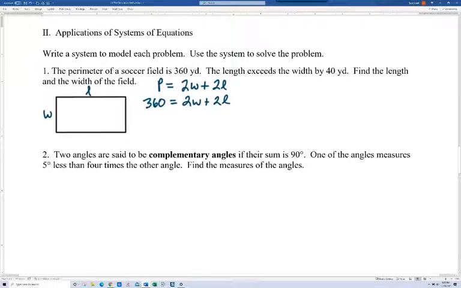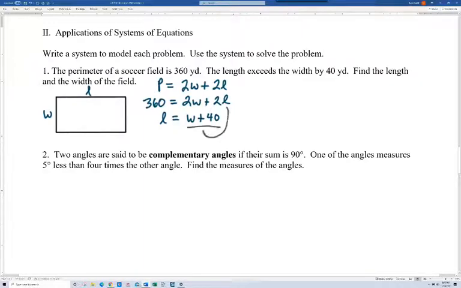Now, the other statement we have here that's going to help us to write an equation is where it says the length exceeds the width by 40 yards. So the length is basically bigger by 40. And so I'm going to go ahead and write L equals, L for length. So how do I say basically 40 more than the width? It exceeds the width by 40. So 40 more than the width, we would say W plus 40. And so now we have our system.